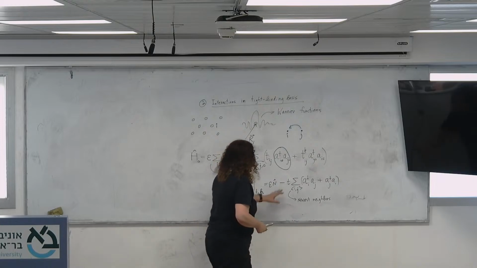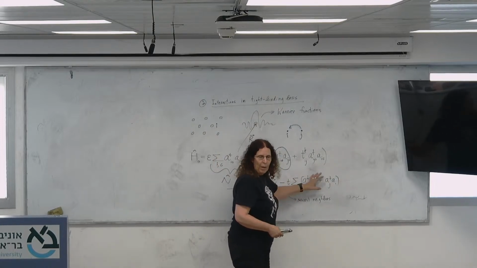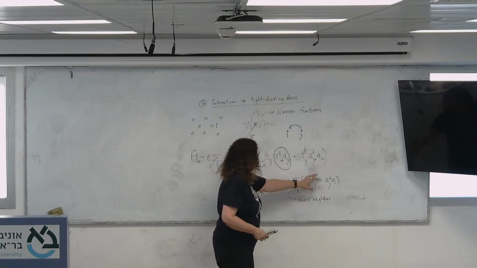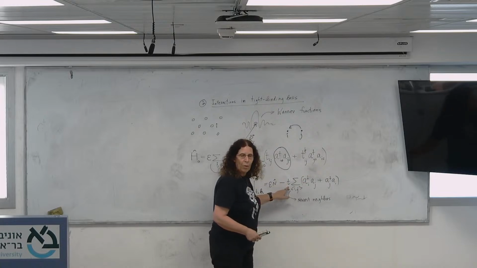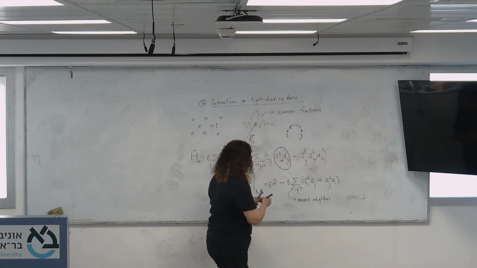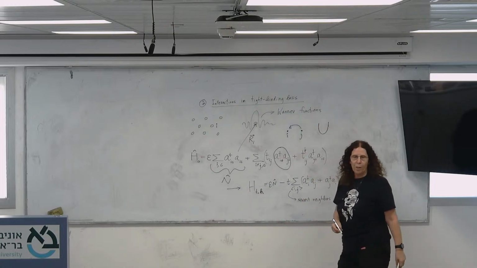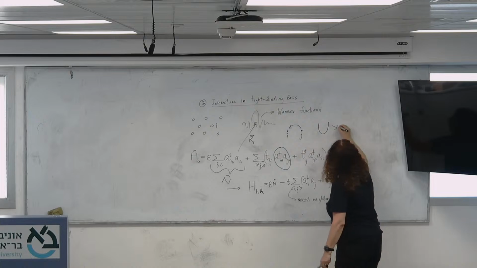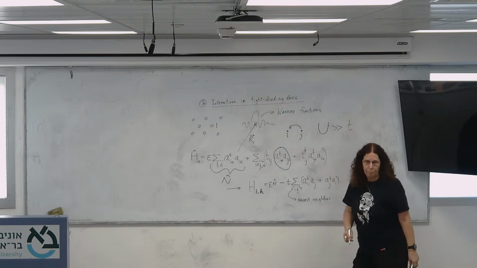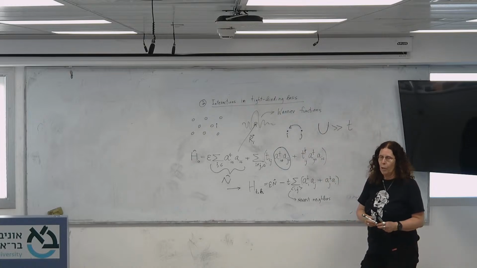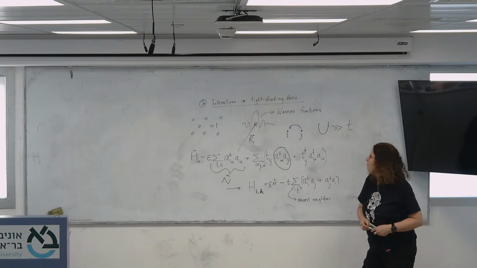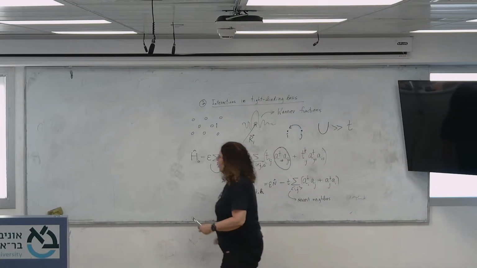That's the interesting part, but once again, this part, T is small, okay? We're going to assume that there is some energy scale for the interaction that we will denote by U, and U is much larger than T. That's the limit we would like to work with, okay? All right.